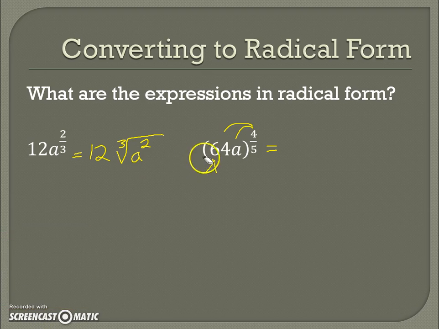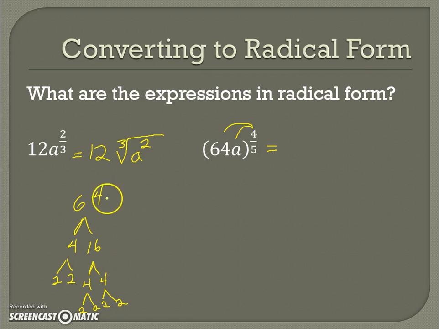Let me erase that. All right, so the prime factorization of 64 is going to be, let's see, 4, 16, 2 and 2, 4 and 4, and 2, 2, 2, 2. So the prime factorization of 64 is 2 to the 6th power. Well, I'm trying to find a fifth root of that.